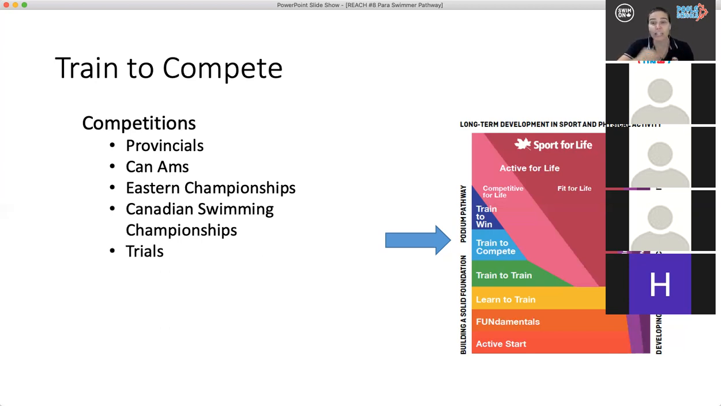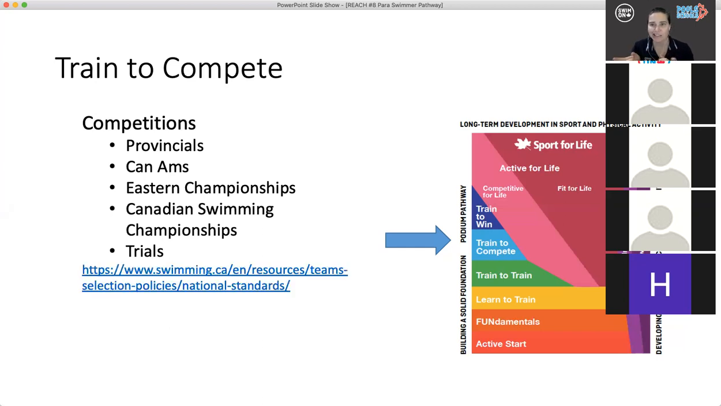And then there's trials. So each of these meets have different standards. You can find all of the standards for these meets at this link here.